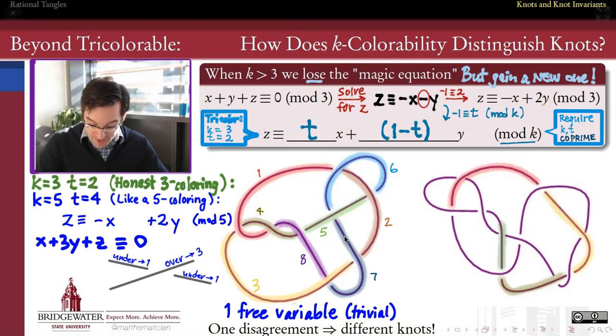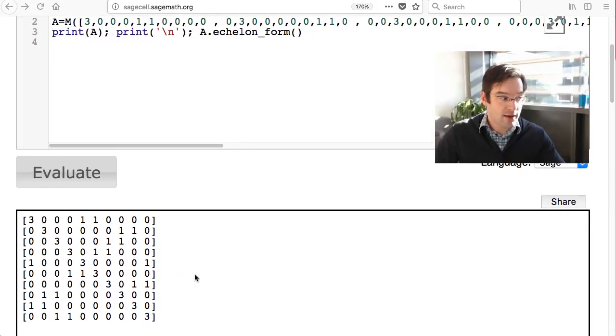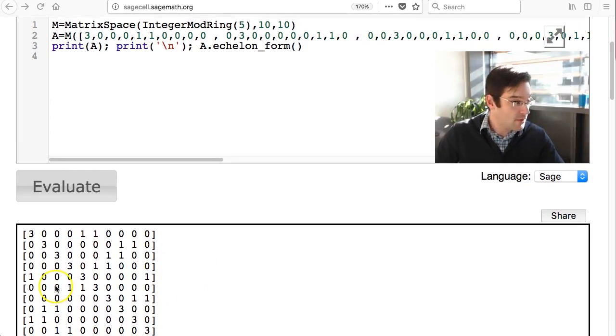So this diagram has 10 arcs, so we're going to label them from 1 through 10. And let's do the linear algebra to figure out how many solutions, how many 5 colorations exist for my 10 crossing knot. So running through my knot diagram, I end up now with a 10 by 10 system of linear equations that I want to satisfy if I have a 5 coloration of my 10 crossing knot.